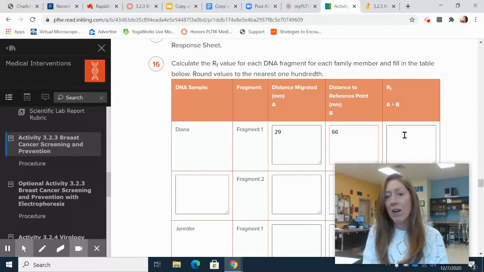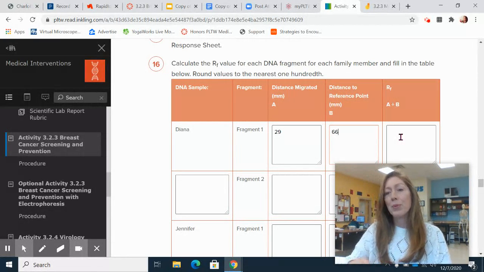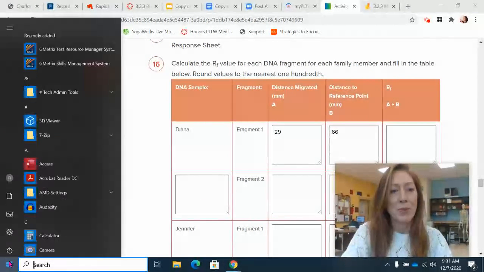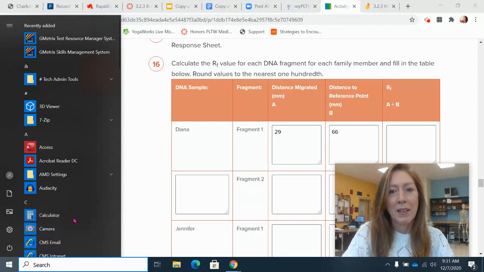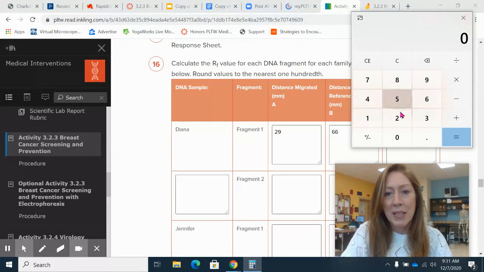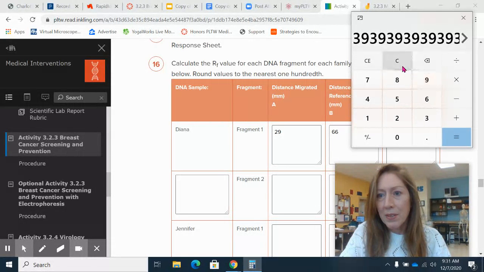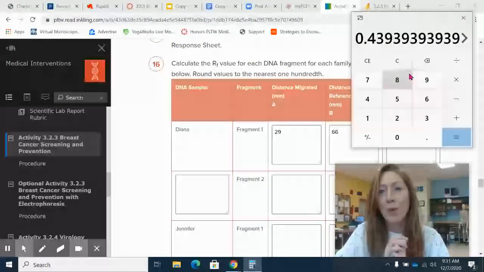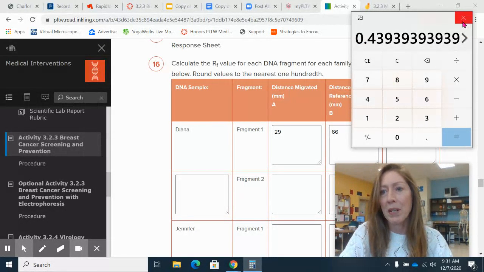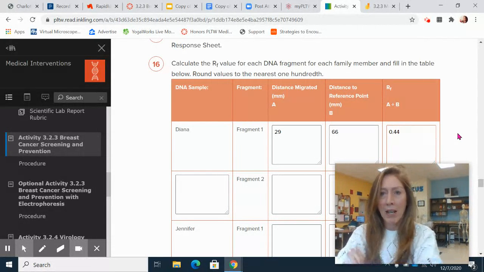All right, and then to find the RF, you take the distance migrated divided by the distance to the reference point. I don't have a calculator with me, so let me pull this one up real quick. Okay, we have 29, and we're going to divide it by 66. It's 0.44, I'm just rounding here. So I'm going to put 0.44 there. That's the RF value.